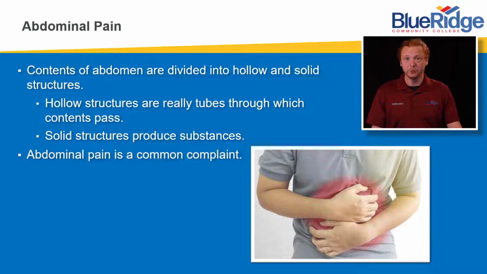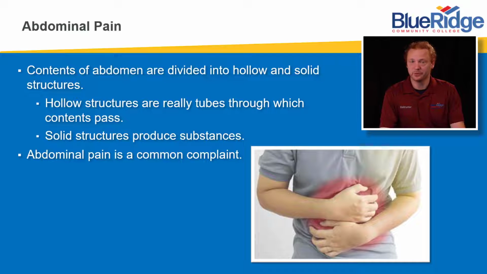Talking about abdominal pain. Contents of the abdomen are divided into hollow and solid structures. Hollow structures are really tubes through which contents pass. Solid structures produce substances. So we've got our hollow tubes like our intestines, our stomach itself. Abdominal pain is a common complaint.